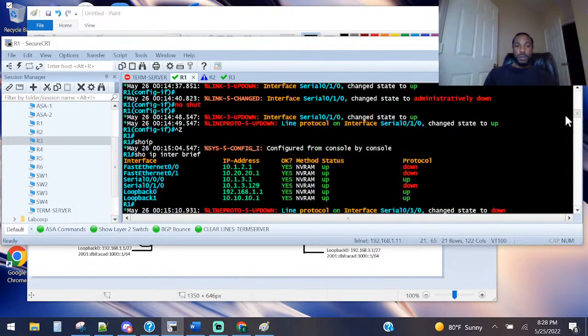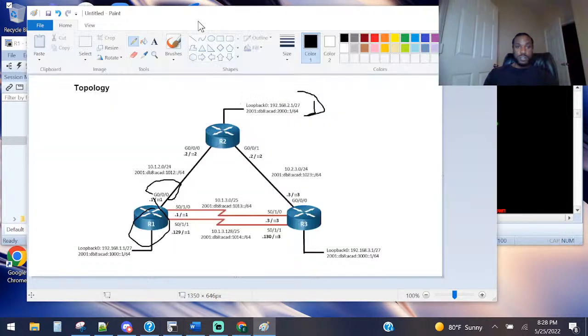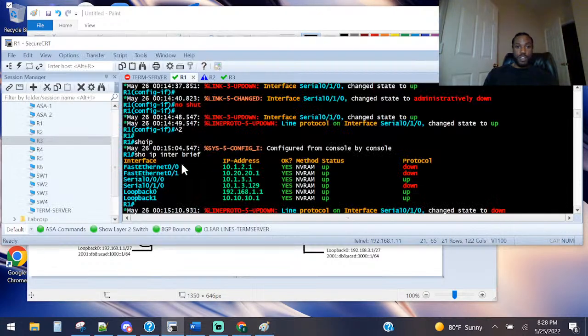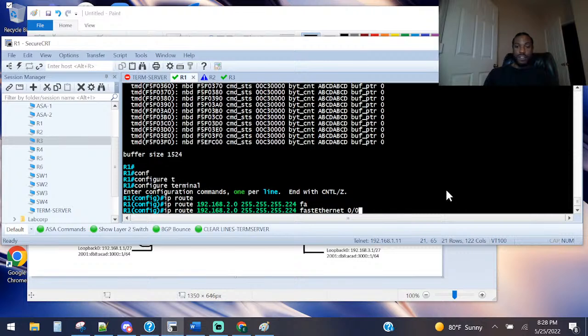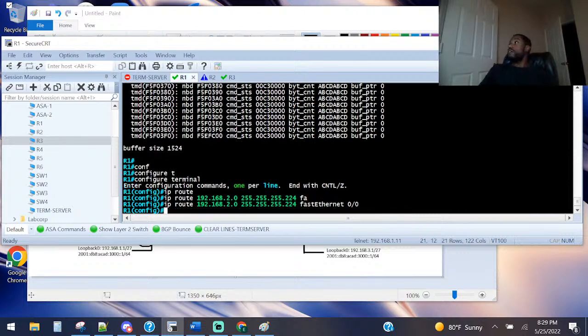Where's he at? Take the exiting interface of the 10.1.2.0 network, FA0/0, so the FA0/0 interface. Yes, so I was correct in saying that. Y'all see that? Yes, FA0/0. Take that as the exiting interface. That's what he says there.